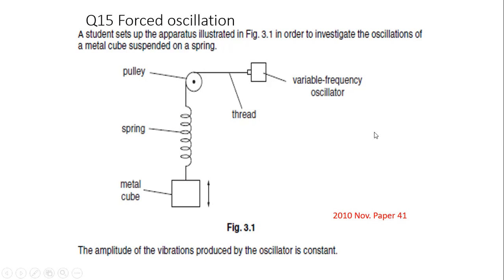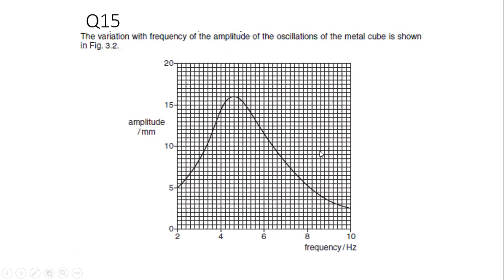The amplitude of vibration produced by the oscillator is constant. When it tells you the amplitude is constant, it means it's undamped, not damped. Most likely it's light damping. The variation with frequency of the amplitude of the oscillation of the metal cube is shown in figure 3.2. You should be able to say that's the amplitude, it's a driver, so that's the driven frequency. Resonance frequency, you should be able to tell that's the center, the largest value for amplitude.